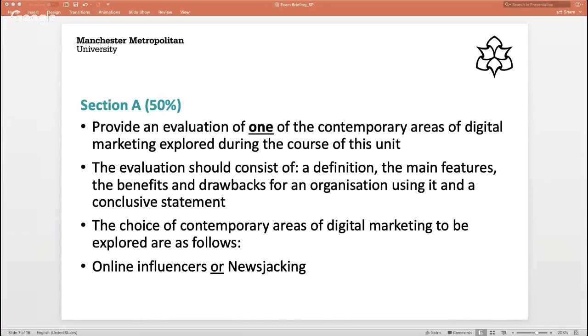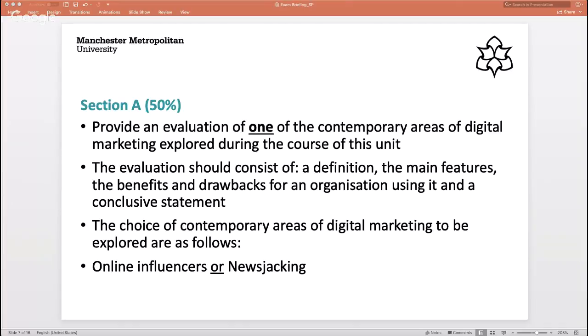You're going to have to provide an evaluation of one contemporary area of digital marketing explored during the course of this unit. This evaluation should consist of a definition, the main features, the benefits and drawbacks for an organisation using this area of digital marketing, and a conclusive statement. And the choice of the digital areas to be explored are online influencers or newsjacking.